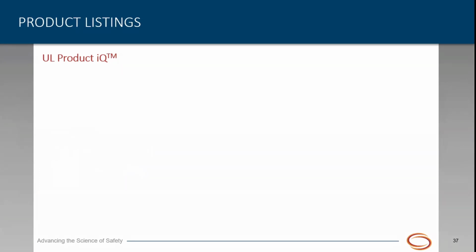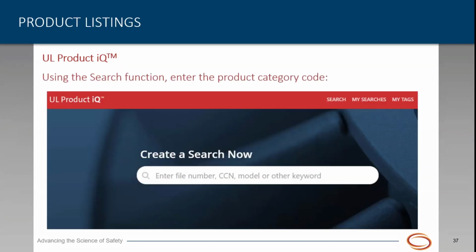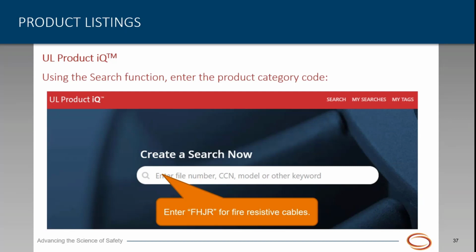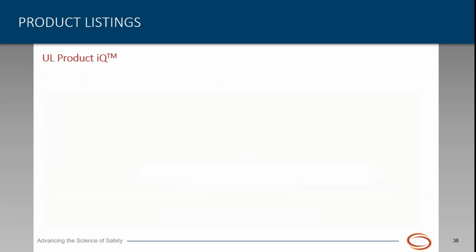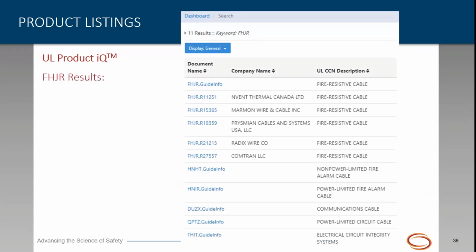Now, once inside the certification database, you use the search function located at the top. There's other ways to find this, but this is, I find, the fastest. And you enter that product code. Remember that product code I taught you, FHJR, for fire resistive cables, and you type that in your search feature. And that takes you to all the products that are listed under the FHJR product code. Now, again, this includes not just fire alarm, but all types of fire resistive cables.